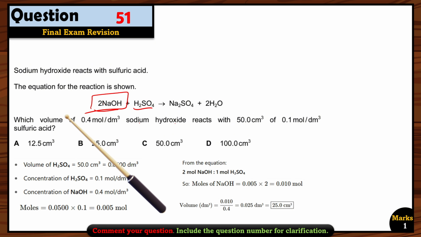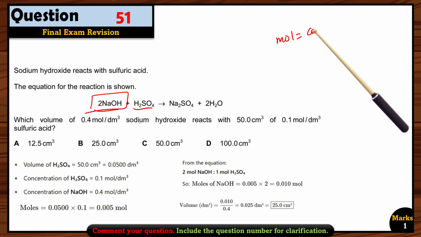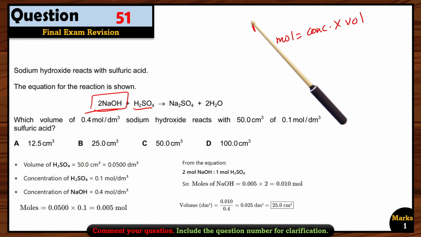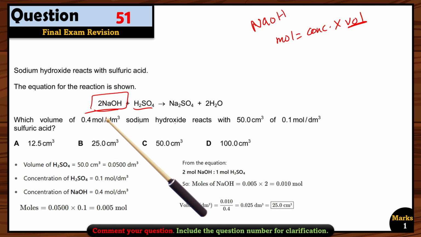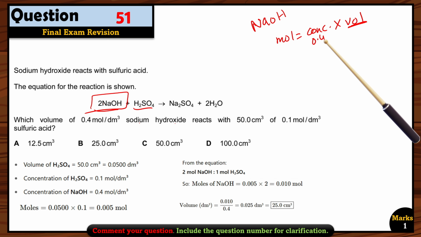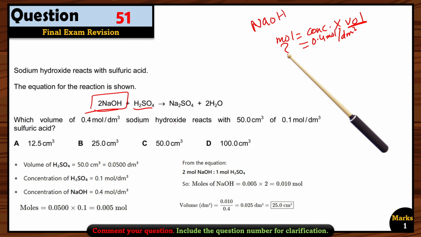So this is the first thing you have to write. Whatever you have to find, you have to write that formula first on the top. So for sodium hydroxide, how can we find it? Moles is equal to concentration into volume, right? This is the formula we have to use for the NaOH. We have to find the volume, and we are already given 0.4 mole per dm cube. It means we are given the concentration, but we don't know the moles. That is the thing we have to find.